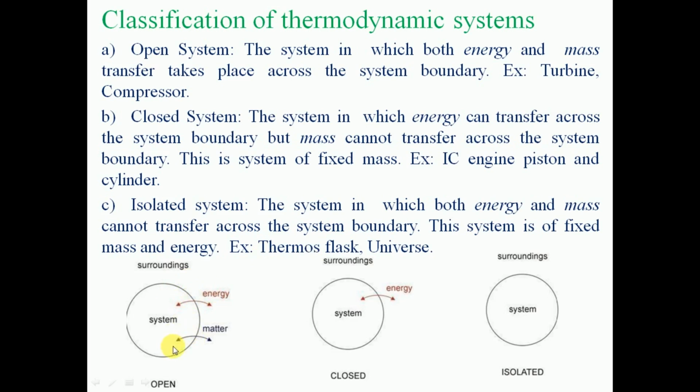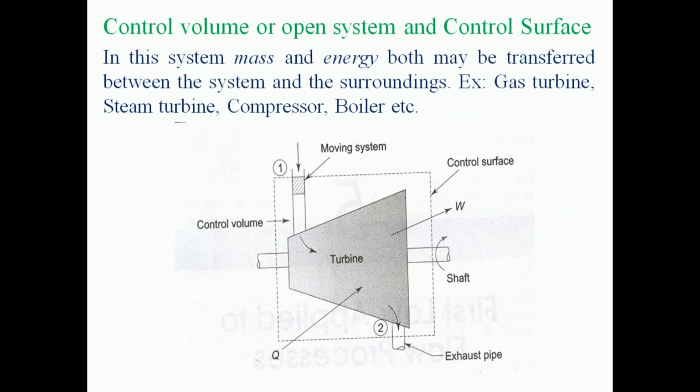Here this is the open system. Matter or mass and energy both interactions take place between the system and surroundings. The second one, closed: here only energy transfers across the system boundary. In the third one, isolated, there is no mass and energy transfer across the system boundary.